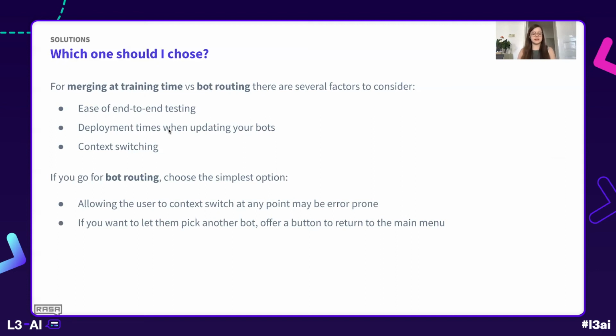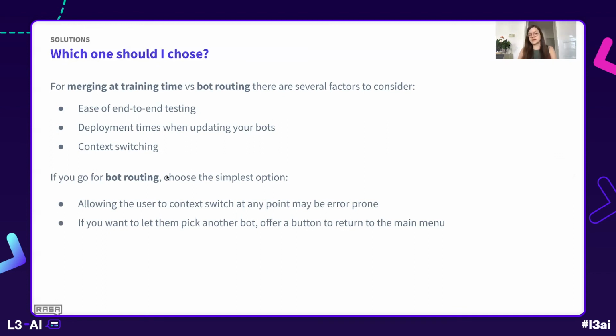Then the final one is how important it is to you that the user is able to context switch. Like I already mentioned, this is really easily doable in the merging at training time option. You can just define some conversation flows for that, but it's a lot more difficult in the bot routing scenario. So one approach can do it, the other one can't do it at all, but it's generally just way easier in the merging at training time approach.